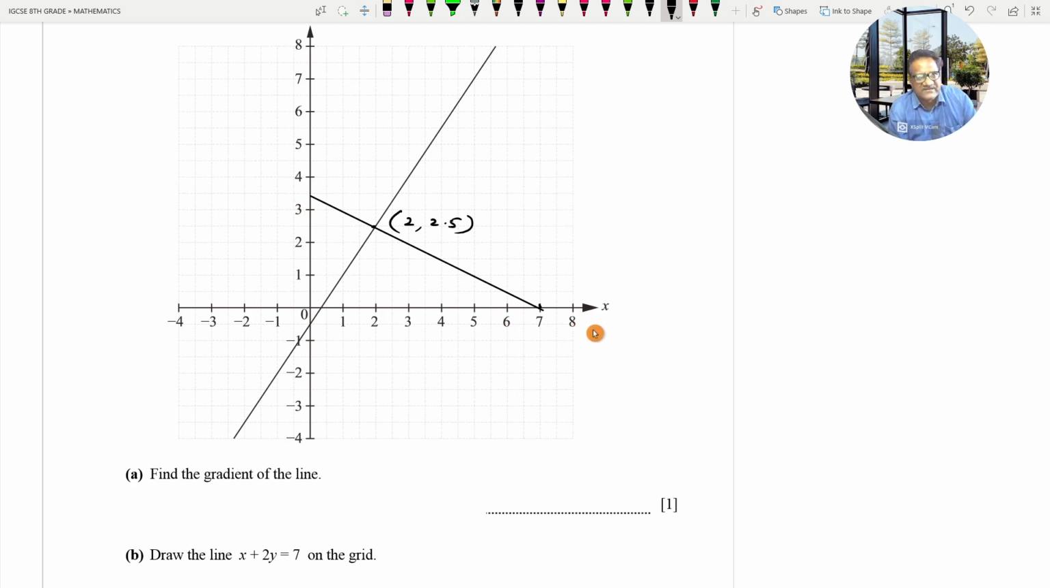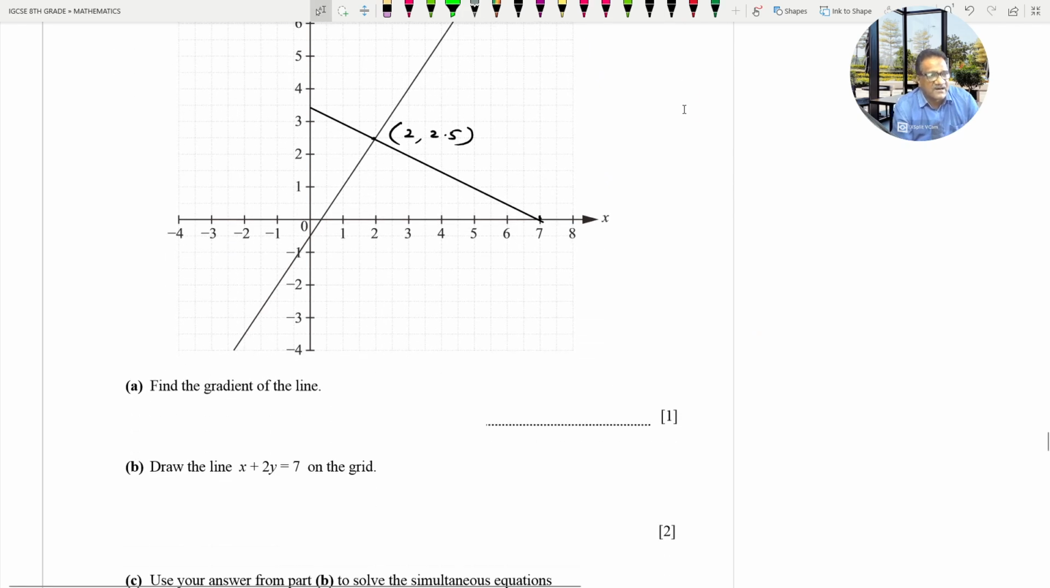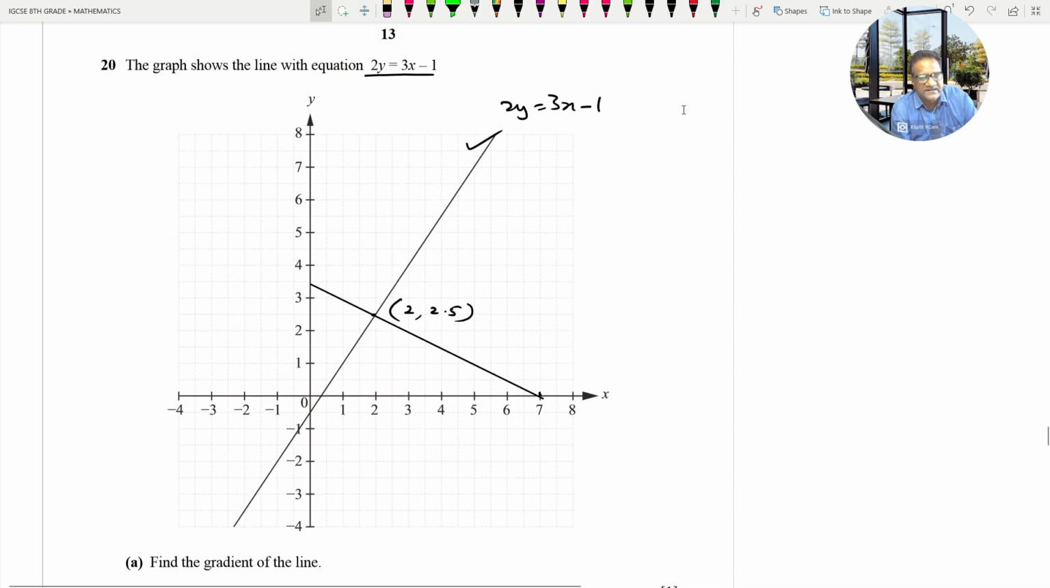Anyway, let me tell you, this graph is of the line 2y equal to 3x minus 1. This is the equation of this line and this is that graph. Now, the A part of the question is to find the gradient of this line. If you want to find the gradient of this line, there are many methods. One of the methods I'll show you. If you want to write this equation in the form y is equal to mx plus c, then this m is the gradient.